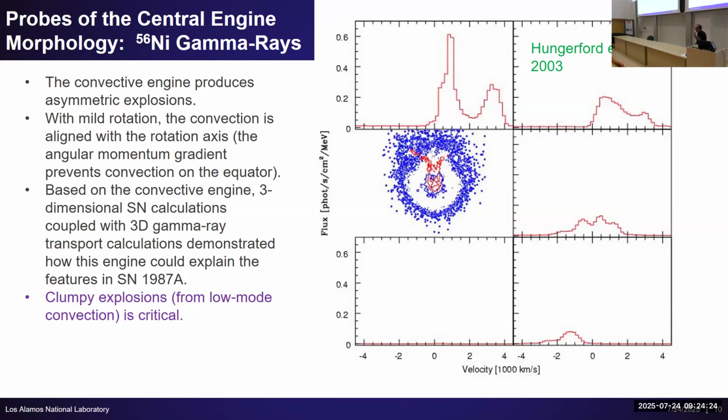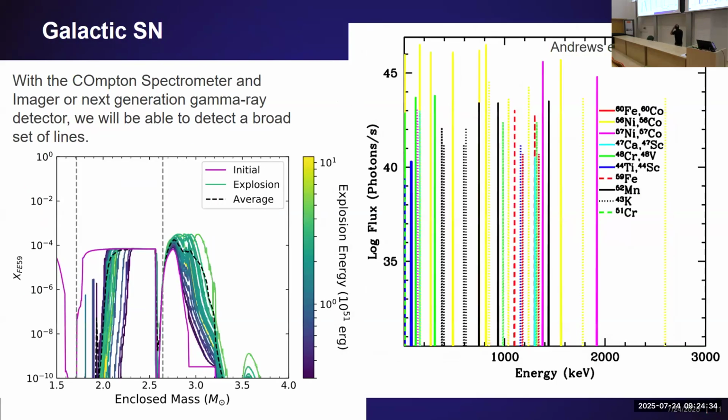And the nice thing about nickel is that it's fairly robust. It's not that sensitive to the nuclear physics. But the materials that are sensitive to the nuclear physics can give us a lot of information.